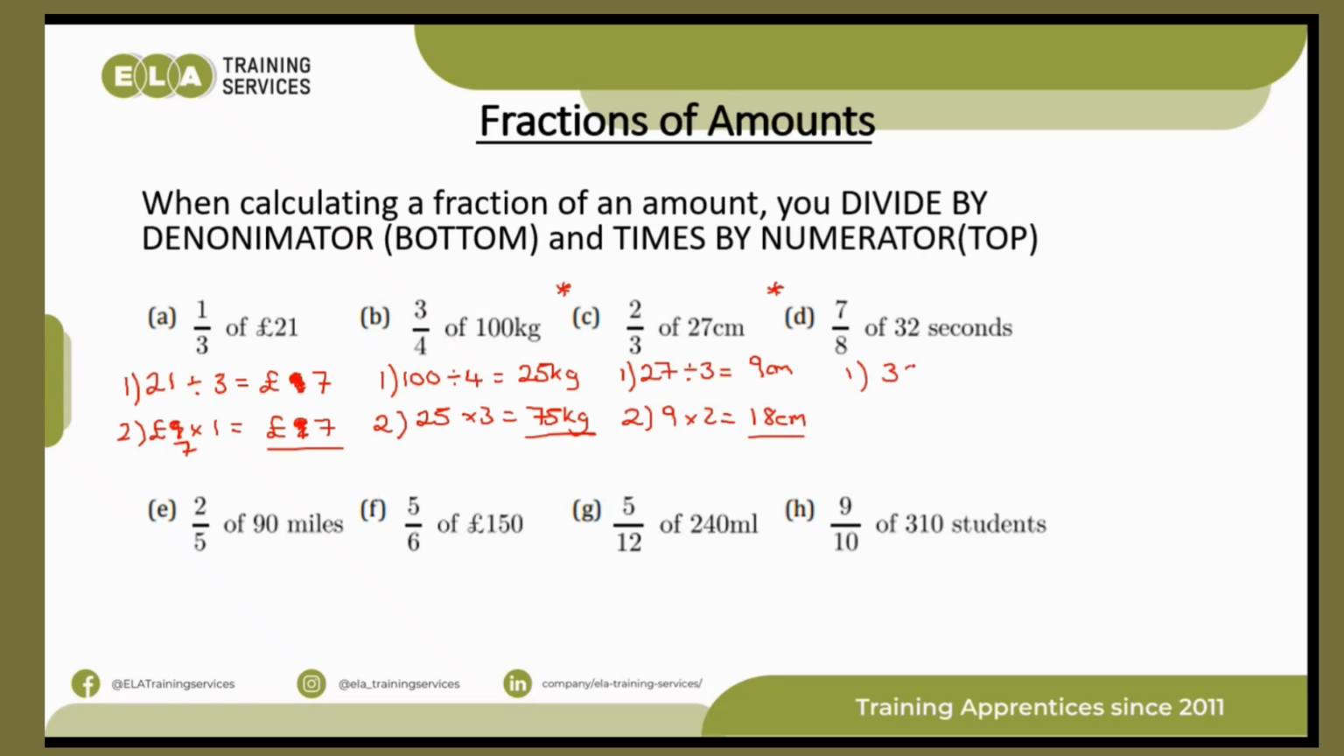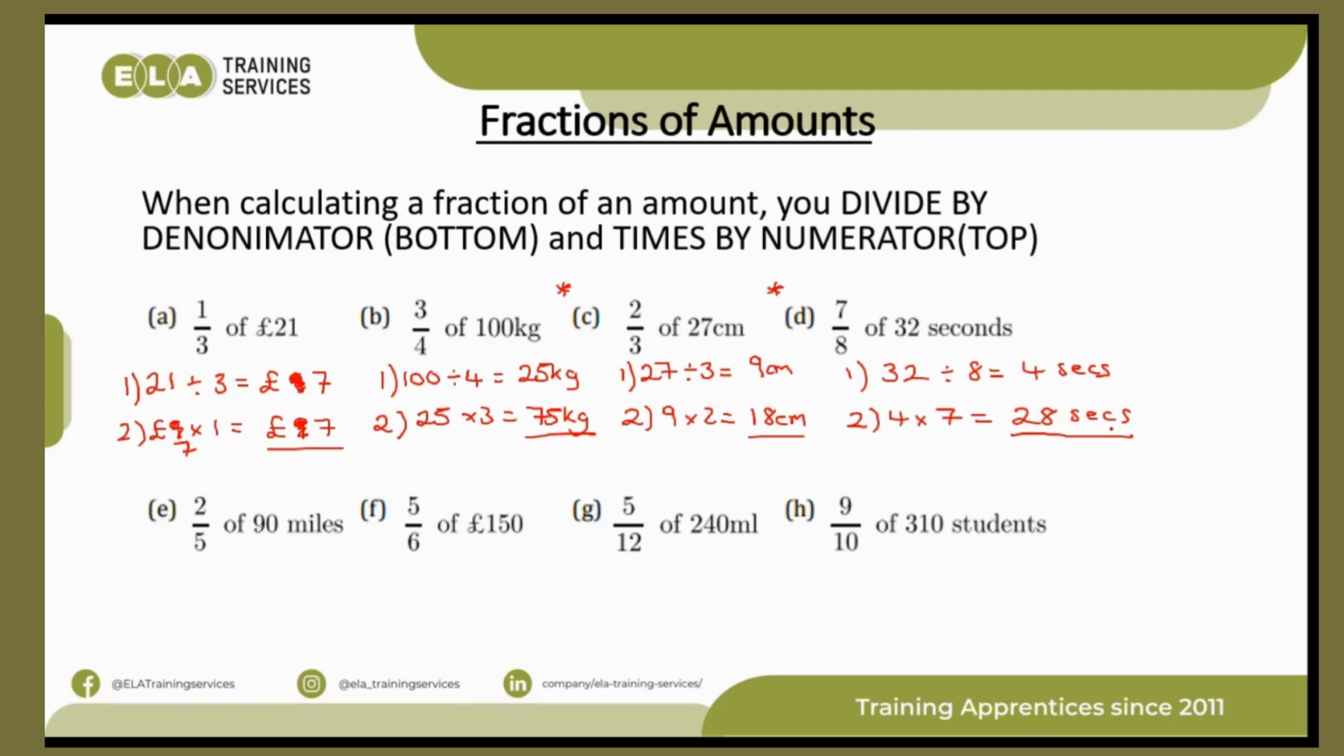Number 1, we're going to do 32 divided by our bottom, which is 8. So we're left with 4 seconds. And then step 2, we're going to do 4 times our top, which is 7, and we're left with 28 seconds. So well done. That is how we calculate fractions of amounts.